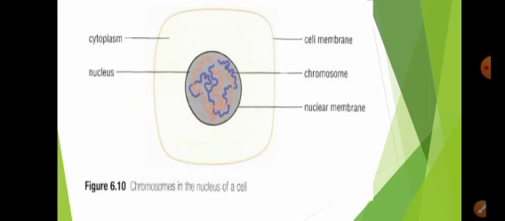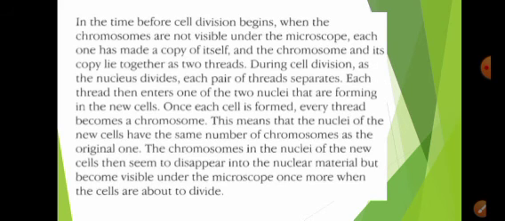So we have the cell, as we know, it has a cell membrane, a cell nucleus, and it has chromosomes inside the nucleus. And then we have the nuclear membrane. In the time before cell division began, when chromosomes are not visible under the microscope, each one has made a copy of itself. And the chromosome and its copy lie together as two threads. During cell division, as the nucleus divides, each pair of threads separates. Each thread then enters one of the two nuclei that are forming in the new cell.